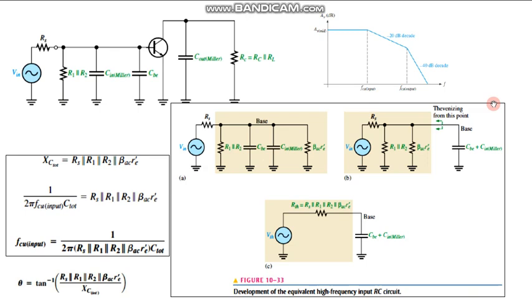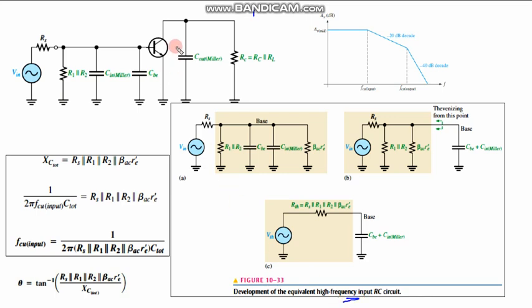Now to continue with the RC high frequency response of amplifier, we continue with the slides. So this is now, by Miller's theorem, the simplified circuit, which is known as the equivalent high frequency circuit, we can call it.